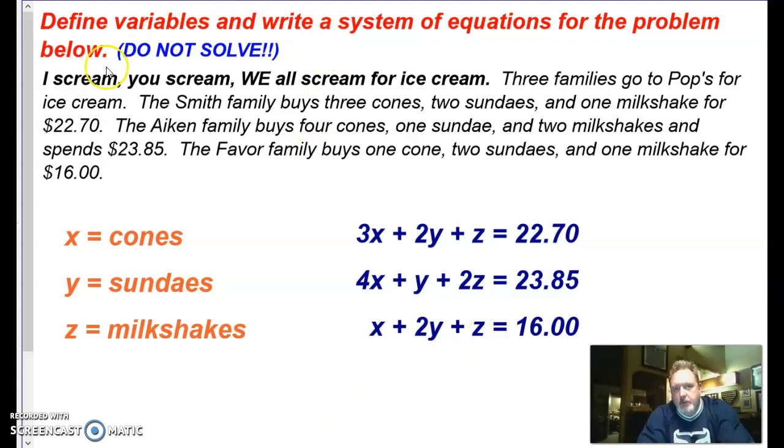So again, make sure you read the directions on your homework, or when we get to this eventually on a quiz or test, whether it asks you to solve or in this case says do not solve. So here we just had to define variables and write the system.